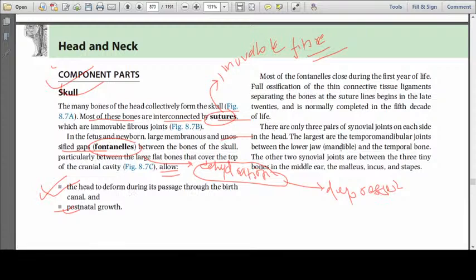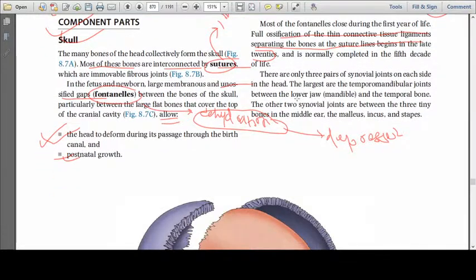Most of the fontanelles close during the first year of life. Full ossification of the thin connective tissue ligaments separating the bones and suture lines begins in the late 20s. This is very important. Full ossification actually occurs in the late 20s, which is basically the years near 30. So in the late 20s there is full ossification. That is an interesting fact to note.